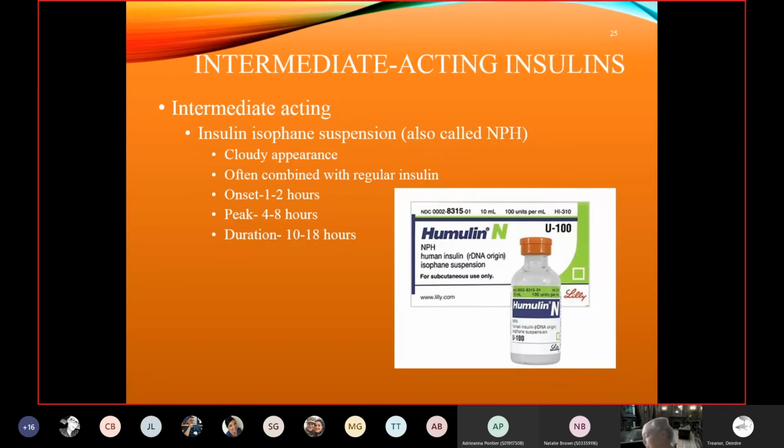Intermediate: NPH is the only available intermediate acting insulin product. This is going to be cloudy, guys. And remember, it says rDNA origin. It can often be combined with regular insulin. Onset is 1 to 2 hours, peak in 4 to 8, and it lasts 10 to 18 hours.